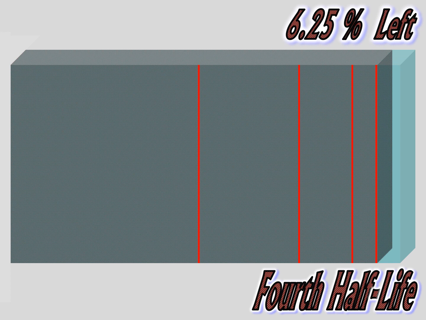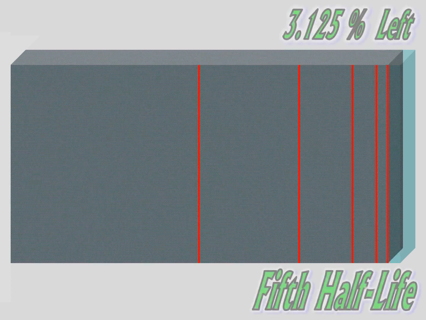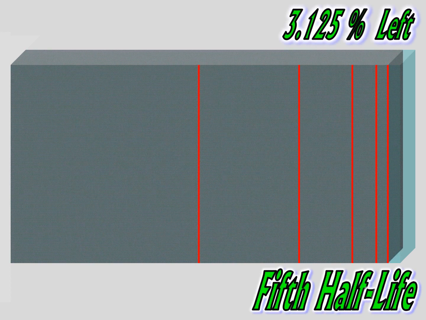In practicality, your samples are never infinite. So really, you are going to get down to the point where you have either none left or a vanishingly small amount that's difficult to measure that is left. But you can have a fifth half-life, and notice we're getting down to a very, very small amount here. 3.125% left after the fifth half-life. And as you can see, we will keep dividing the amount by 2.